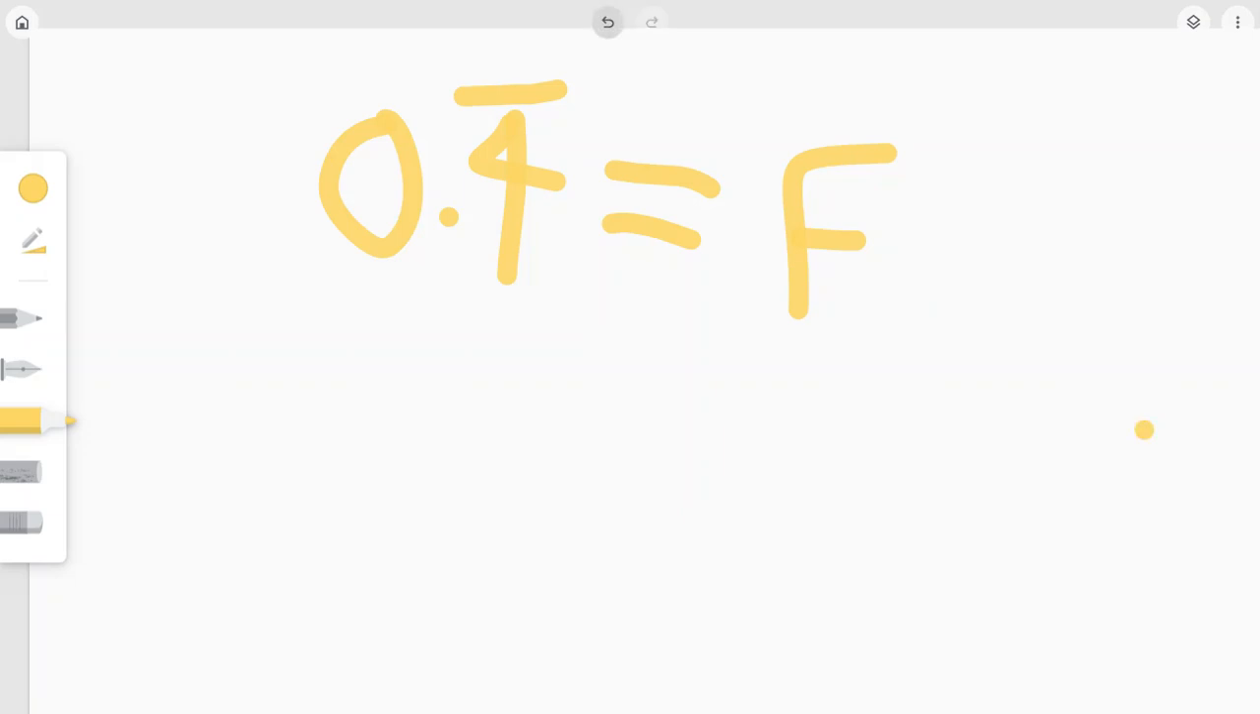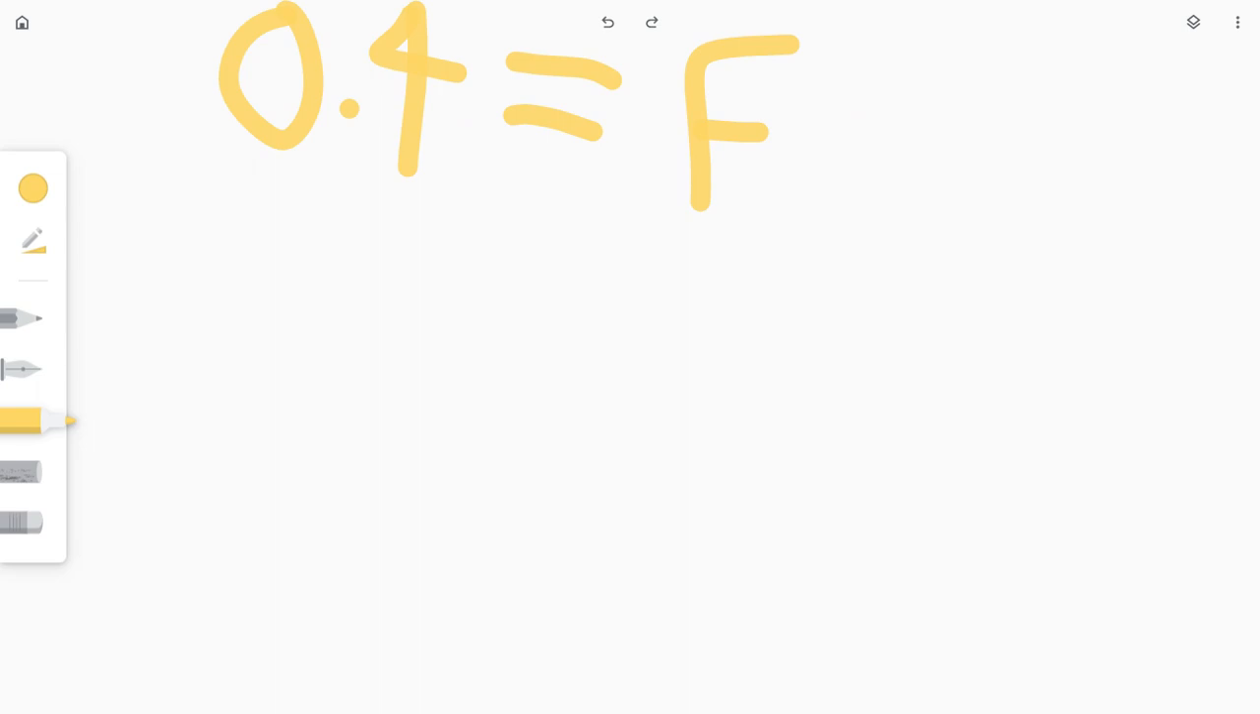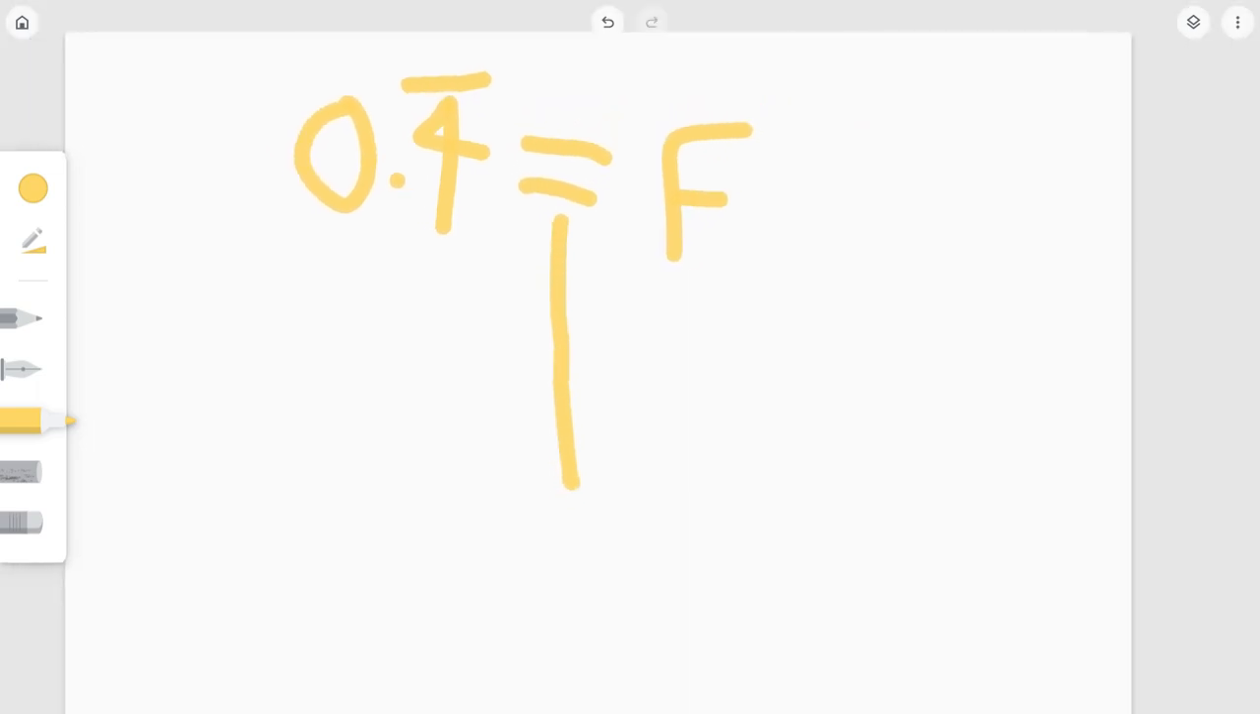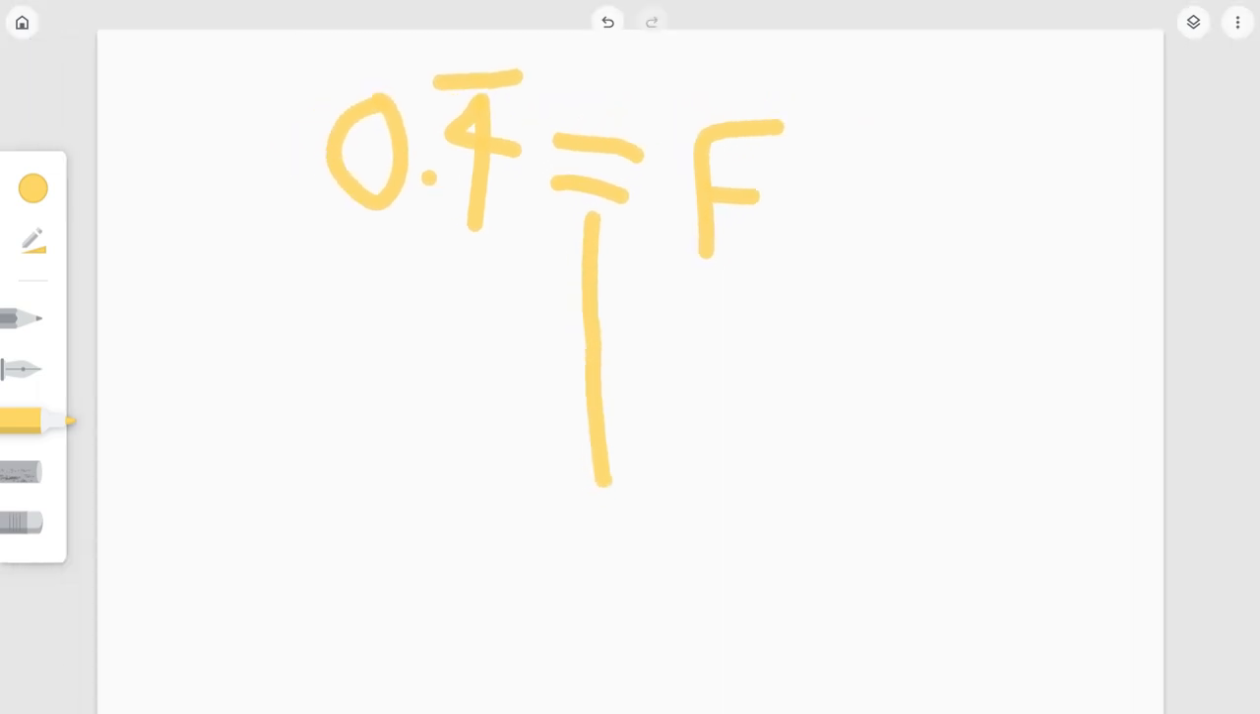Hello everyone, it's me, Jesse Max, and today we will be solving this problem by converting a repeating decimal into a fraction. That way, we will know what fraction equals this repeating decimal.